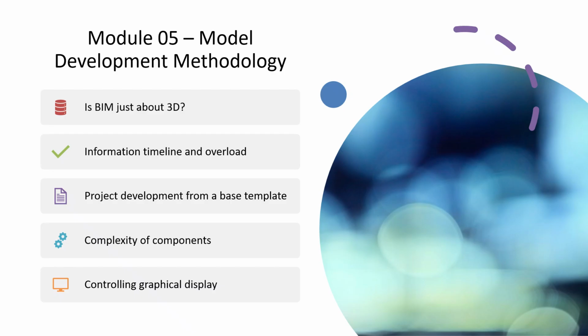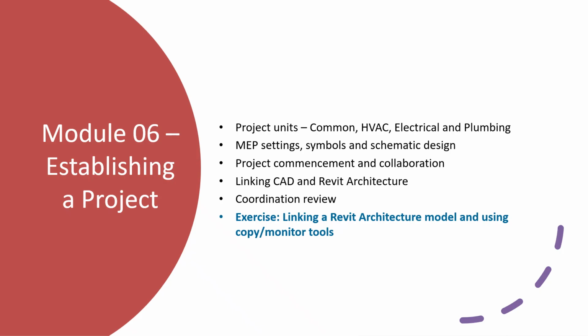This module is about strategy, understanding how to build a model that's not just functional, but scalable, maintainable, and aligned with project goals. Module 6, establishing a project. In this module, we focus on setting up a Revit project correctly from the start, laying the groundwork for accurate modeling and smooth collaboration. We begin with project units, understanding how Revit handles measurements across disciplines like HVAC, electrical, and plumbing. Getting these units right ensures consistency throughout the model.